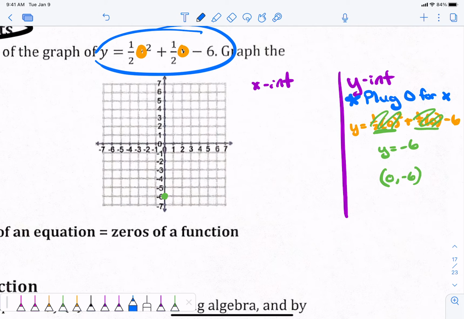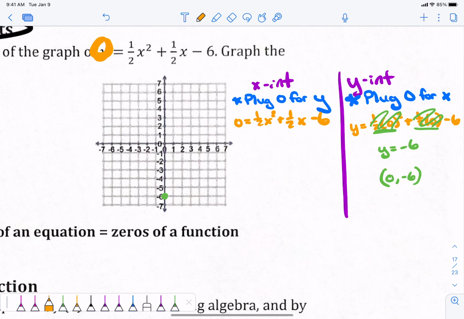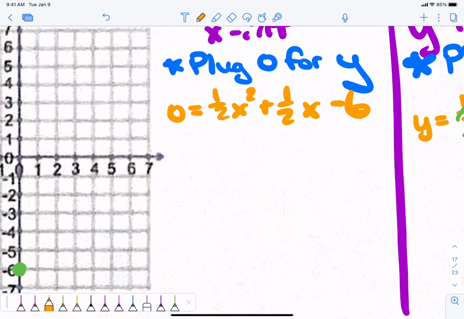All right, let's do the x-intercepts. To find x-intercepts, we plug 0 in for y now instead. You plug 0 in for the opposite. So if I plug 0 in for y, here's what it looks like: 0 equals 1/2 x squared plus 1/2 x minus 6. I just plug 0 in for this y coordinate right there. And now we've got to figure out what that is.